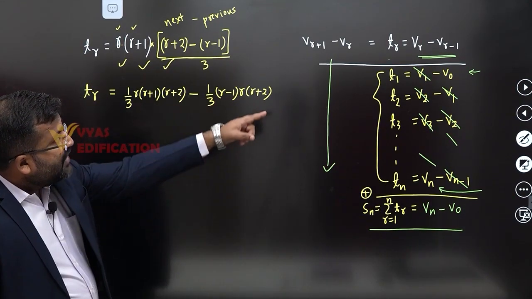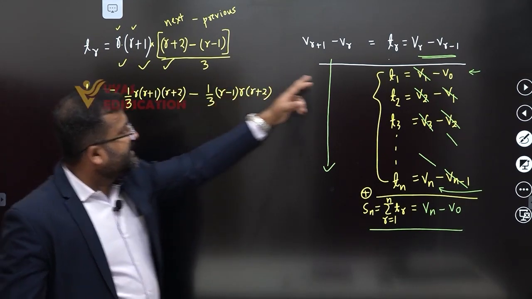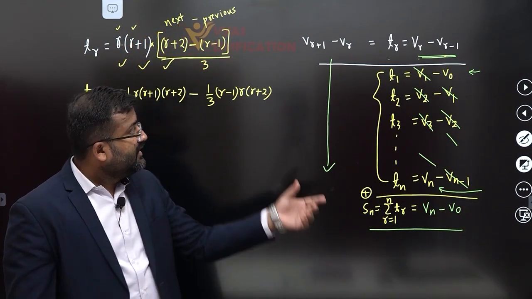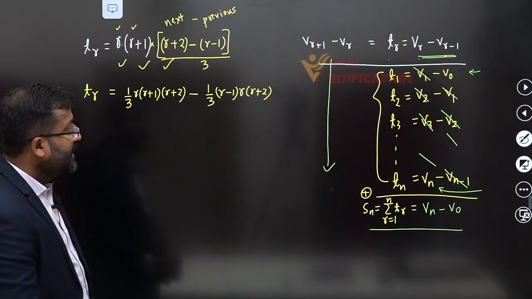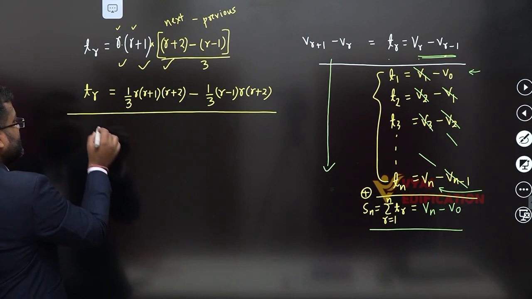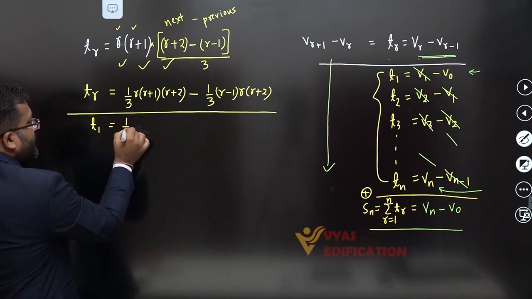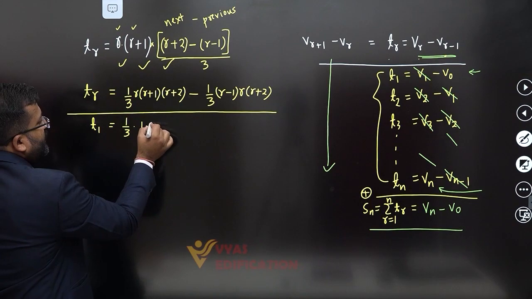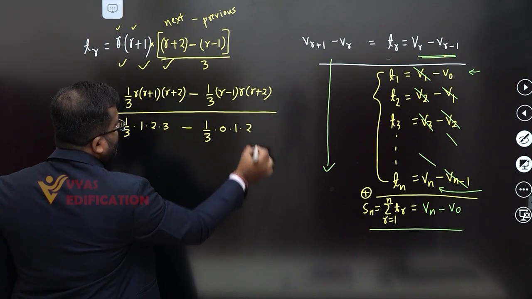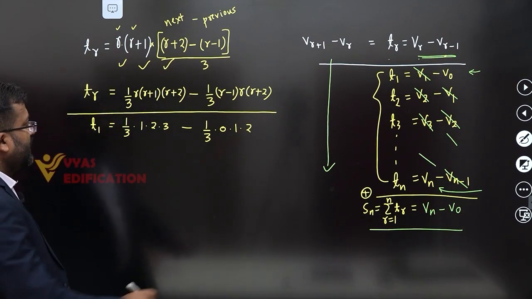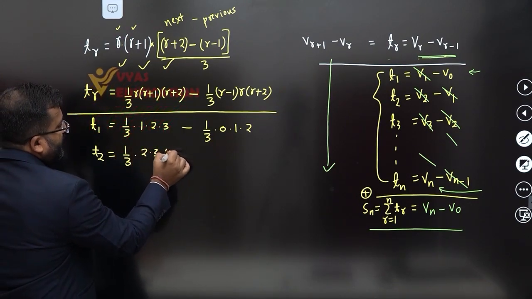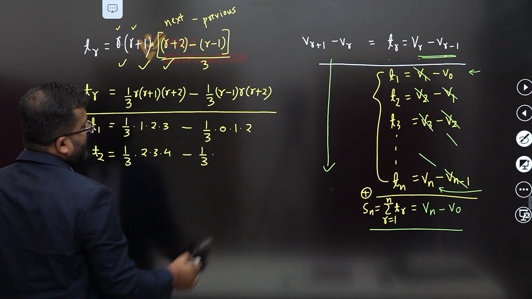Okay. So have we written this Tr as difference of two, Vr and Vr minus 1? Can you see that? Yes. This is what you've done. And now finding the sum will not be difficult at all. How will we find the sum? T1 is simple. This is 1 by 3. T1 will be 1 into 2 into 3 minus 1 by 3 times 0 into 1 into 2. That is T1. What is T2? 1 by 3 times 2, 3, 4 minus 1 by 3 times, what is this?